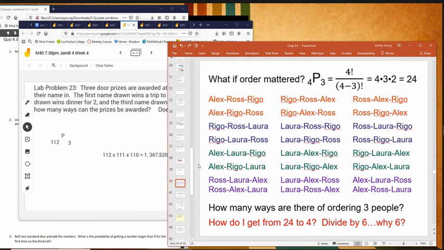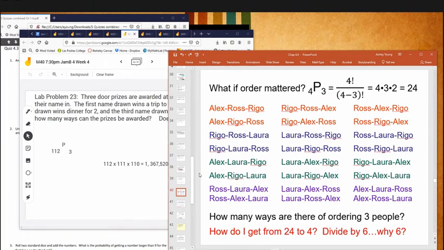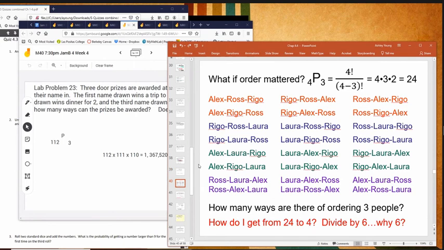So here's the big kicker. If order matters, there are 24 different ways of picking these 3 people, or 3 people out of these 4. If order doesn't matter, there are 4 ways of selecting 3 people. How do I get from 24 to 4? Well, I divide by 6, but why am I dividing by 6? So I'm going to take 30 seconds and try to figure out why I am dividing by 6. That's my question. Try to figure it out.